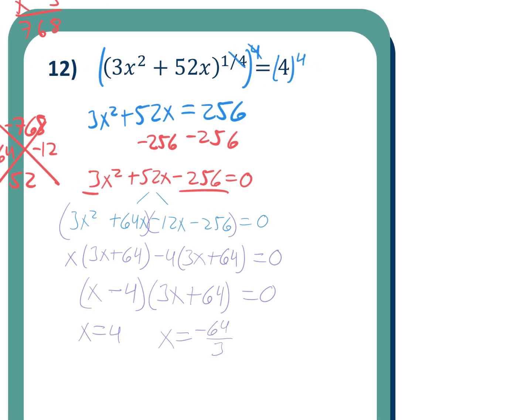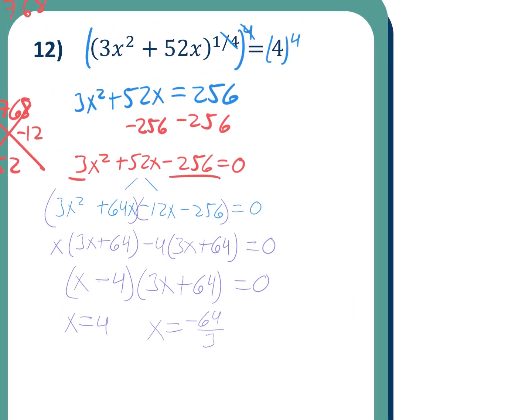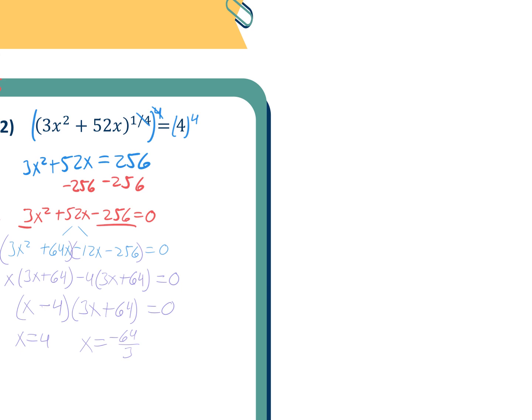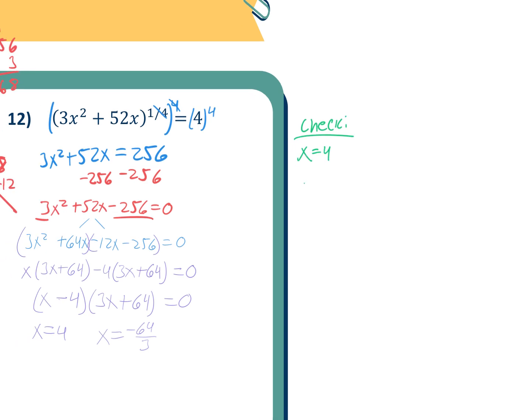I can show you that here. So plugging in 4, I'll do that off to the side. It might take a little bit of work. So we can check x equals 4. So we get 3 times 4 squared plus 52 times 4, and this is all to the 1/4 power. We want this to equal 4.